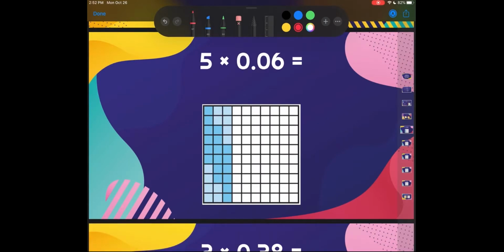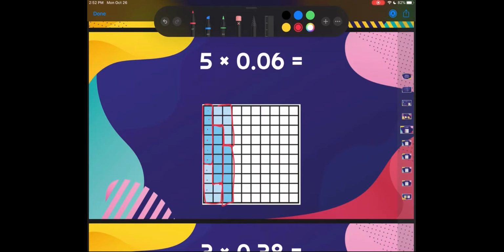Let's look at another example. All right, so now we have 5 times 6 hundredths. So they've already colored in our model, right? They just did alternating colors. So they've got one group of 6 hundredths, 2 groups of 6 hundredths, 3 groups, 4 groups, and 5 groups. So that's our 5 groups of 6 hundredths.